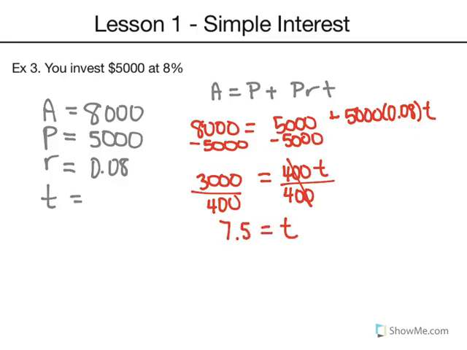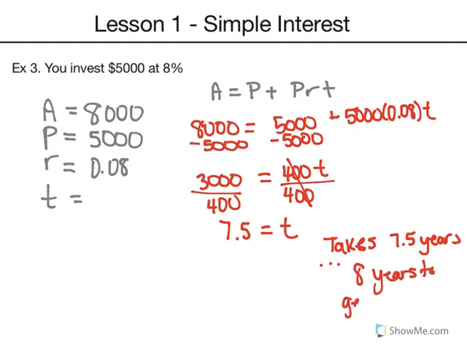So it takes 7.5 years, but because you get paid annually, you have to wait until it's been 8 years in order to get your interest. So it's actually going to take you 8 years to get the 8,000. Otherwise, that 0.5 years, you kind of just lose it because it waits till the end of the year to be counted for interest. So you have to round up for this one. It has to be 8 years.